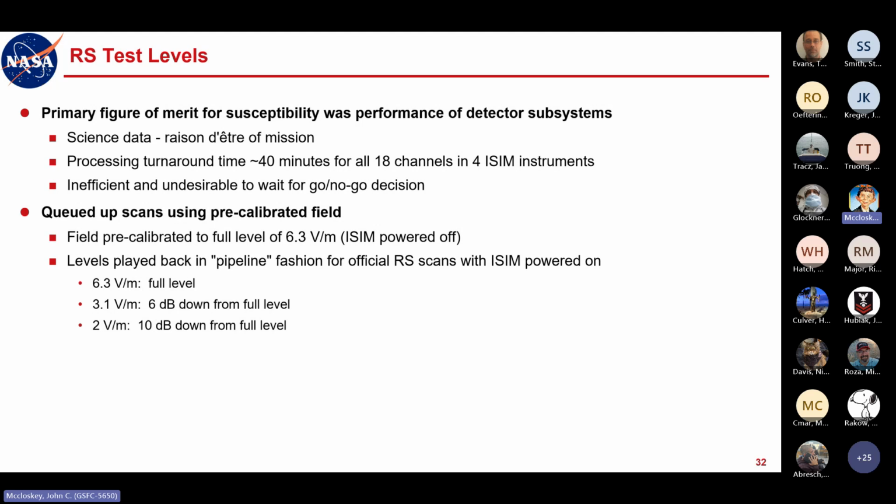And if they didn't see any susceptibilities from the first scan, by the time we were done with the second, then, okay, there was no reason to go to the 2 volts per meter. And emphasize that 2 volts per meter is still 10 dB down from the full level. It just happened to be the level that we decided to go to, being 10 dB down from the full level. But if we didn't see any susceptibility from the full level, then there was no reason to go to that third sweep.